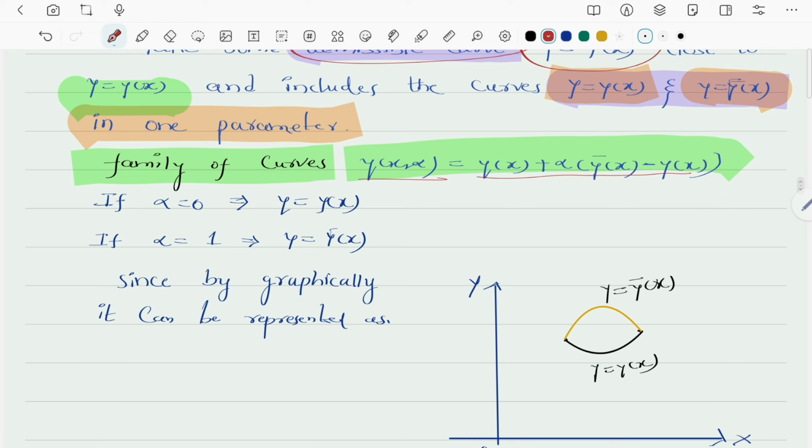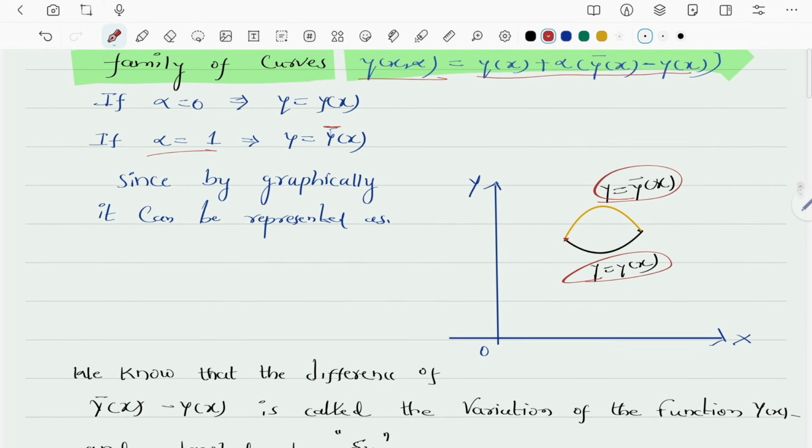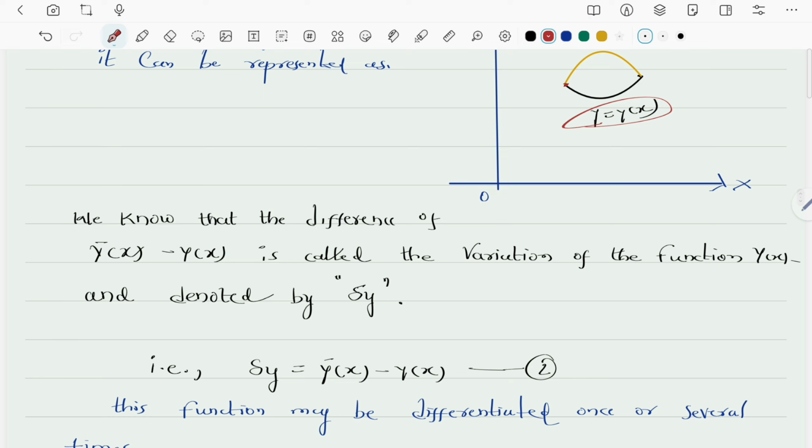If we substitute alpha is equal to 0 in the family of curves, we get y of x is equal to y of x. If we substitute alpha is equal to 1, we get y is equal to y bar of x. Graphically it can be represented as the admissible curve close lying to the main curve y is equal to y of x, the admissible curve being y is equal to y bar of x.